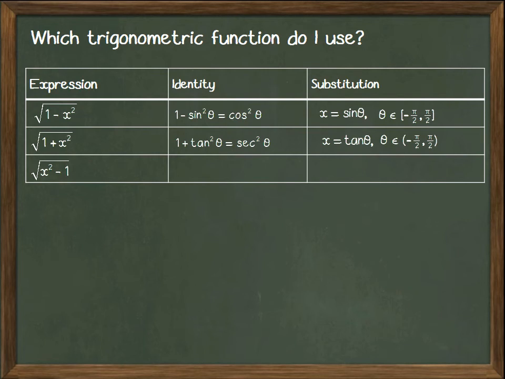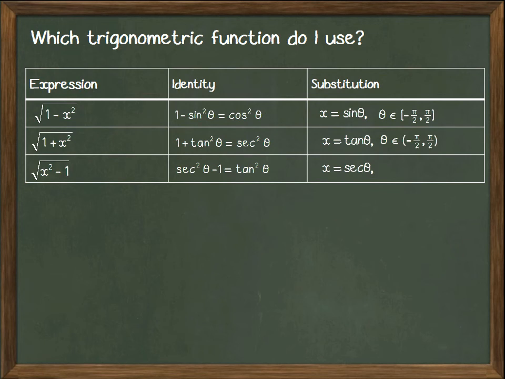Besides, if we look at the restriction on x, we realize that x squared minus 1 must be greater than or equal to 0, which implies that x must range from minus infinity to minus 1, and then from 1 to infinity. Now, the trig function that has this range is the trig function sec theta. And we also know the identity sec squared theta minus 1 is equal to tan squared theta. So x equals sec theta is a suitable substitution in this case.